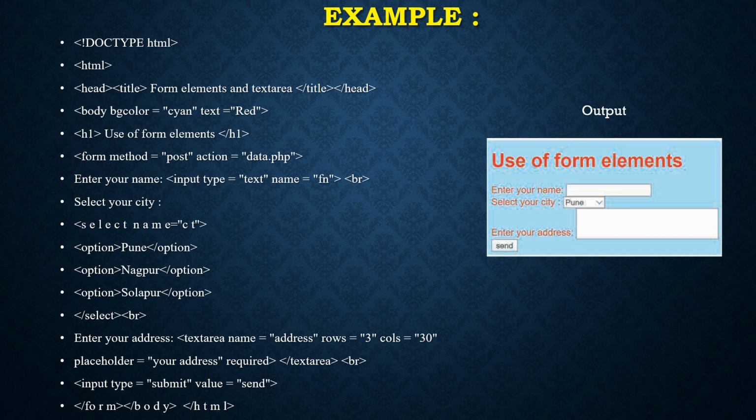Save this program in Notepad, and to see the output you have to use the web browser, that is Internet Explorer. So this type of output you will get where you can enter the username, select the city and the address, and when you click on send, it will get submitted to the server.